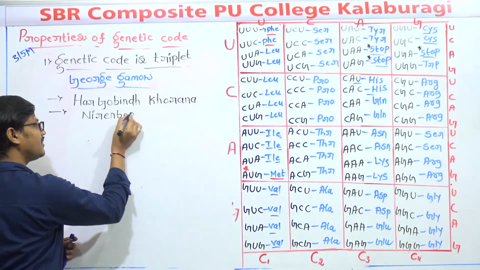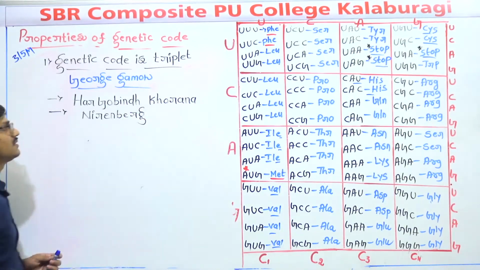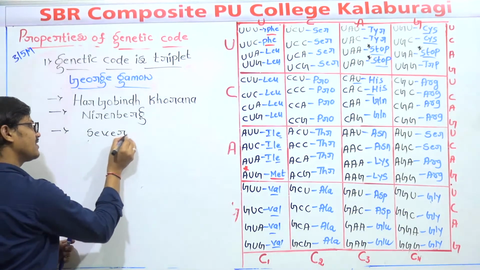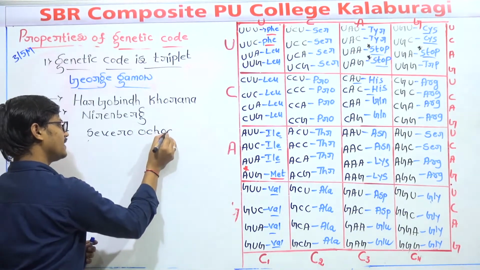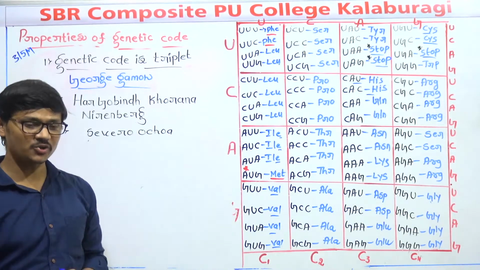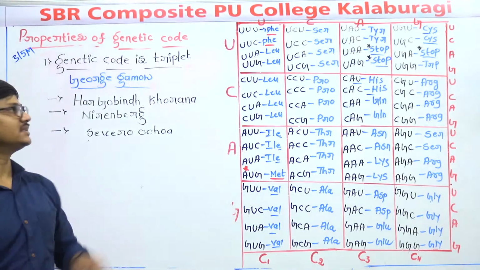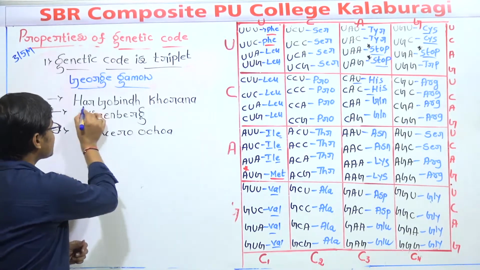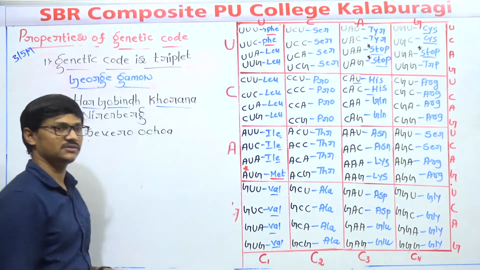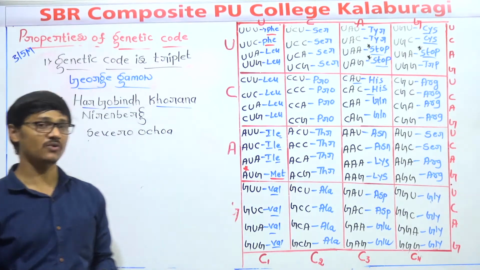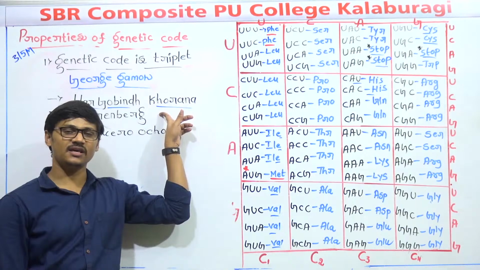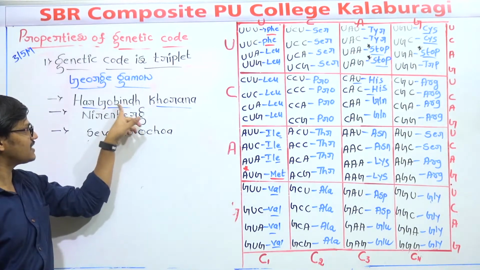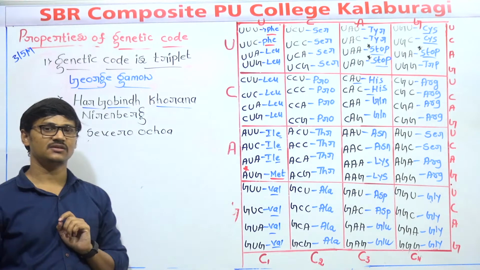His complete name is Marshall Nirenberg, and the third one is Severo Ochoa. These are the 3 scientists. What is their contribution? They proved practically that the genetic code is triplet. How did they prove it? You see here, the first scientist is Hargobind Khorana. We Indians should feel proud about this man because he is an Indo-American scientist.